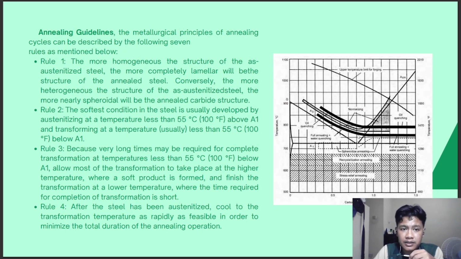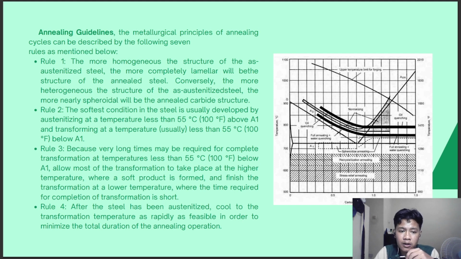Annealing guidelines. The metallurgical principles of annealing cycles can be described by the following 7 rules. Rule number 1: the more homogeneous the structure of the austenite steel, the more completely lamellar will be the structure of the annealed steel. Rule 2: the softest condition in the steel is usually developed by austenitizing at a temperature less than 55 degrees Celsius above A1 and transforming at a temperature less than 55 degrees Celsius below A1.